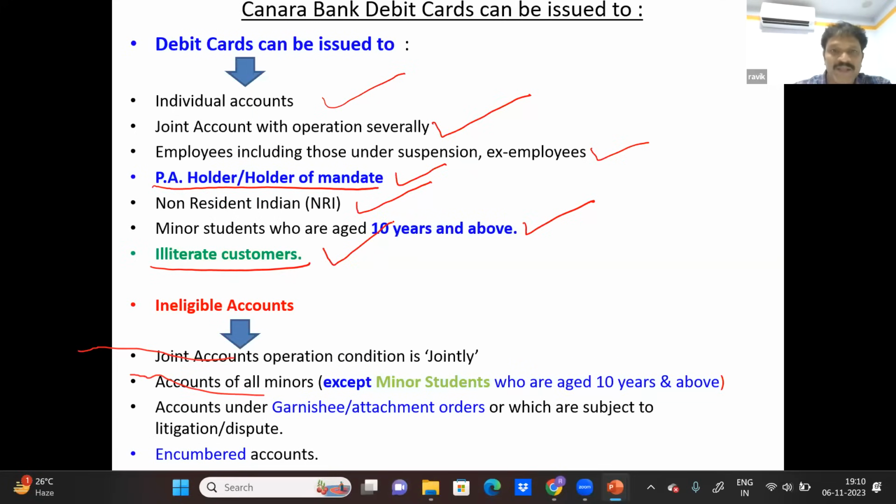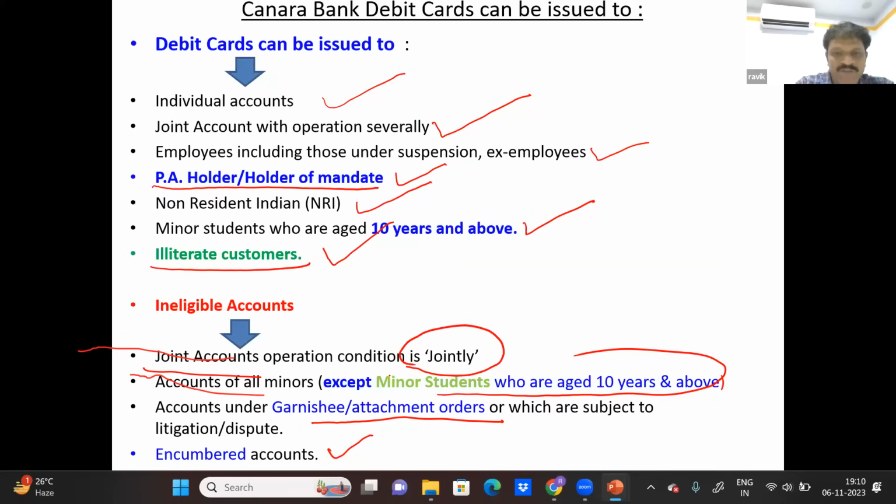Okay. Now, who are ineligible? Joint accounts with jointly, they are not eligible. Minors above 10 eligible, below 10 they are not eligible. Any garnishee order, attachment order is there, not eligible. Any encumbered accounts are there, not eligible. You will remember all these ineligible based on your logic. The only thing you have to remember, most dangerous is power of attorney holder we can issue, illiterate customer also we can issue. Don't get confused in the examination hall with regard to illiterate.